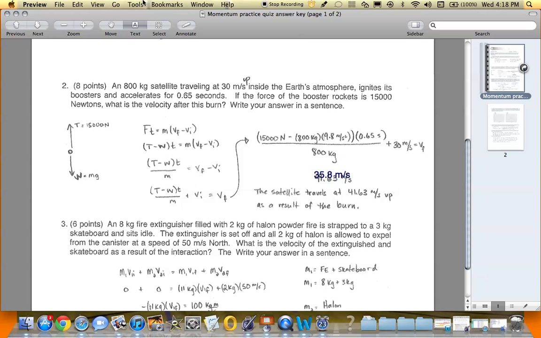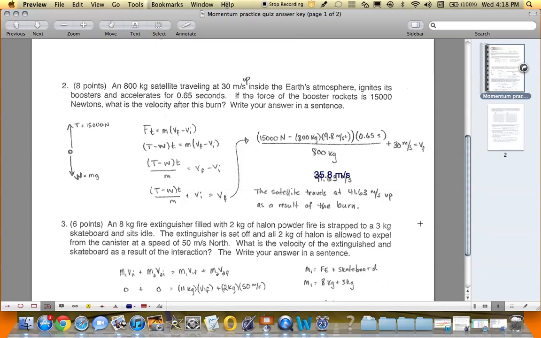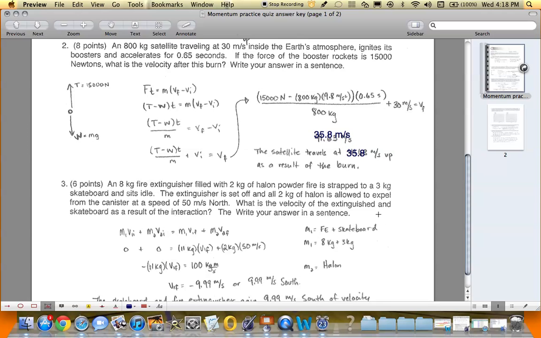So let's actually fix that. I'm just going to write right over top of it 35.8. Okay. Most of you did really well with that problem after you understood where the weight came in.